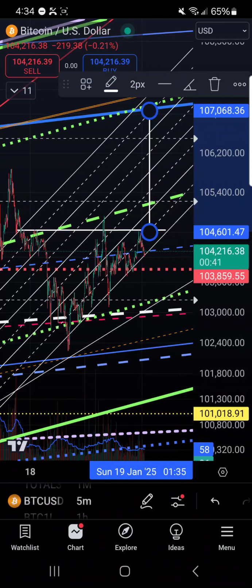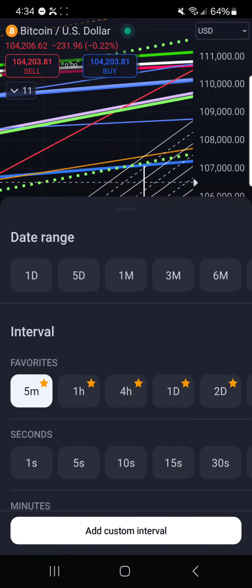And where does that take us to? It takes us to this blue line and the next green dotted part of our green channel, the quarter line of our green channel there. Now, the blue channel is very significant, and it has a lot of history. I'm going to switch to an hourly now.